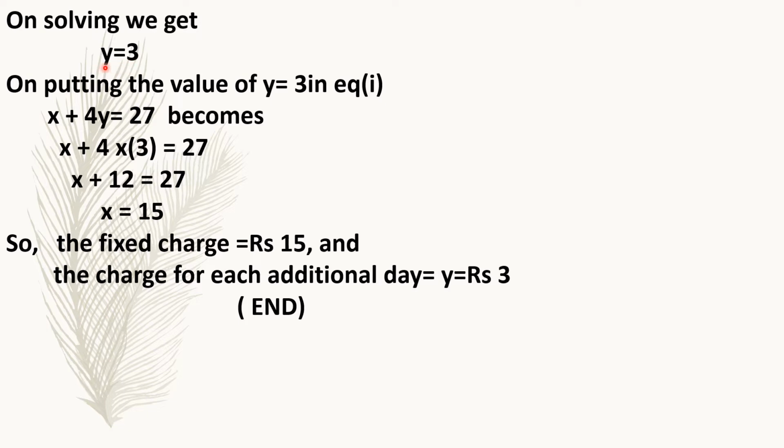So we put the value of y equals 3 in any equation. Here we put the value of y equals 3 in equation number first, because on putting that value in equation number first, we can get the value of x. Our equation number first is x plus 4y equals 27. On putting y equals 3, it becomes x plus 4 multiplied by 3 equals 27. On solving, we get x plus 12 equals 27.